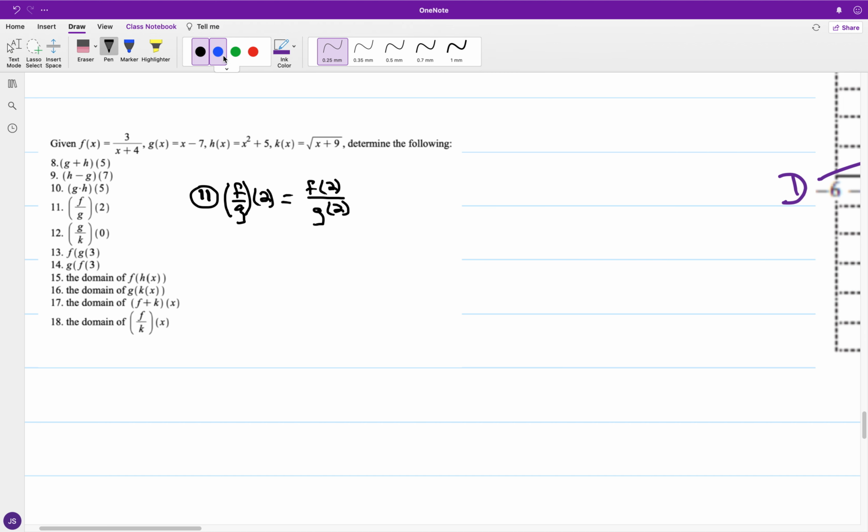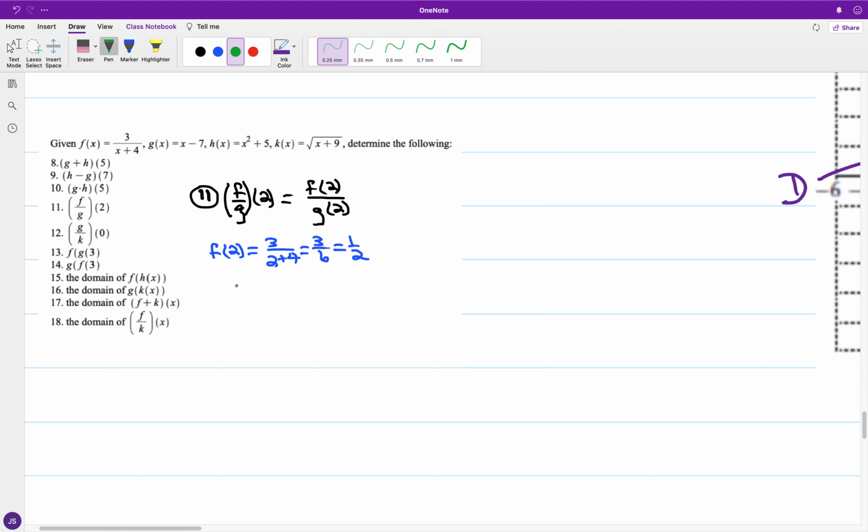Okay, and just specifying the values. Okay, so with f of 2, I'm referencing f of x. So with x at 2, I'm going to have 3 over 2 plus 4. So this is going to be 3/6, which is going to be equal to 1/2.